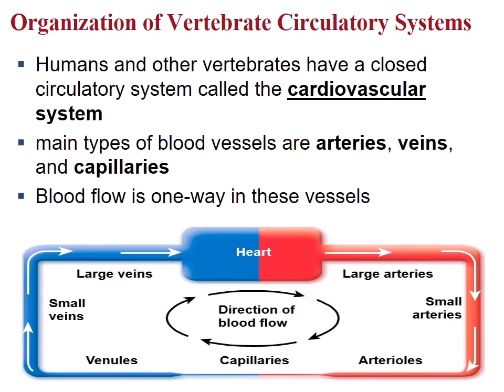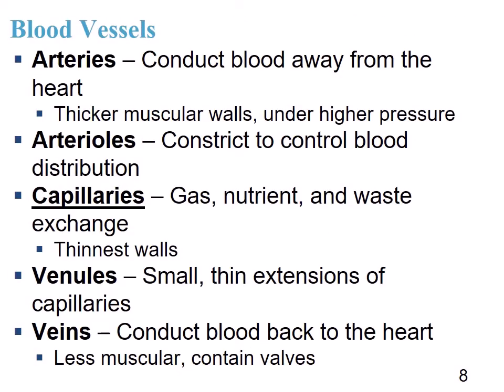So humans and other vertebrates have closed circulatory systems called the cardiovascular system, and the main types of blood vessels are arteries, veins, and capillaries, and blood is going to flow one way in these vessels. So if we look at the blood vessels, arteries are going to be conducting blood away from the heart. Arteries have thick muscular walls and they're going to be under higher pressure. And then an arteriole is basically a small diameter artery, and it can constrict or dilate to control blood distribution. Then we have capillaries, which are our smallest vessels, and they have thin walls. They're for gas, nutrient, and waste exchange.